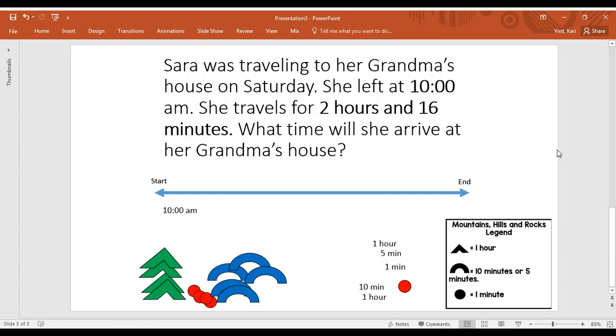Sarah was traveling to her grandma's house on Saturday. She left at 10 a.m. She travels for 2 hours and 16 minutes. What time will she arrive at her grandma's house? This time, we're going to use our mountains first to represent our hours.